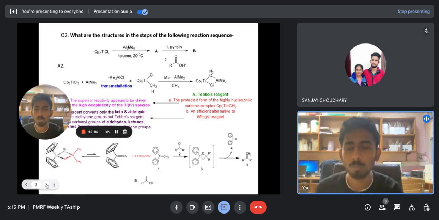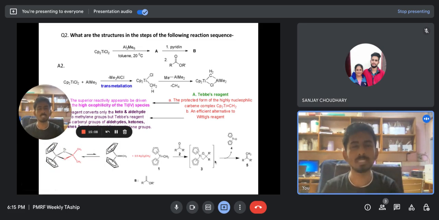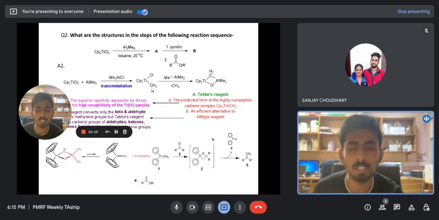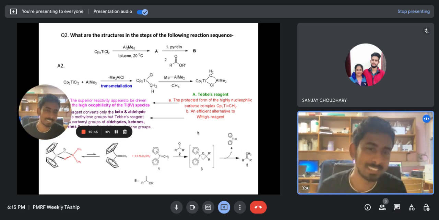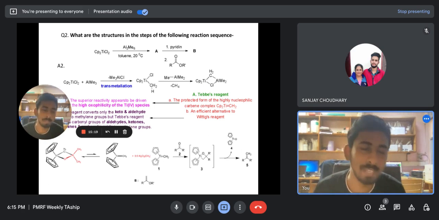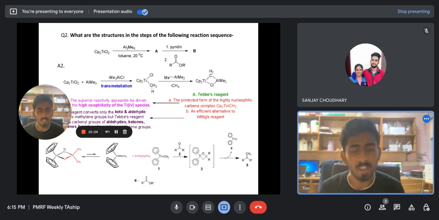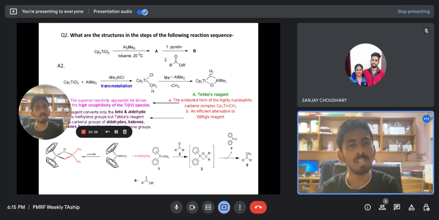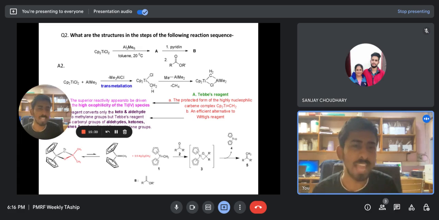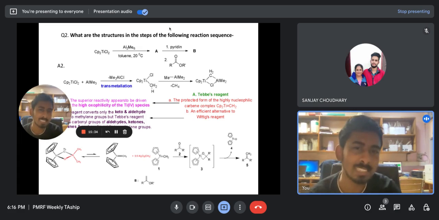All right. Now, in the lower part of the slide, we will discuss how from A to B, B is produced. Here I have already stated that the Tebbe reagent is the protected form of the highly nucleophilic complex, the alkylidene Schrock carbene, that is Cp2Ti=CH2, and in turn it is highly reactive, superior to the corresponding Wittig reagent version. So how are these actually activated? This Tebbe reagent is activated by a very weak base such as pyridine.